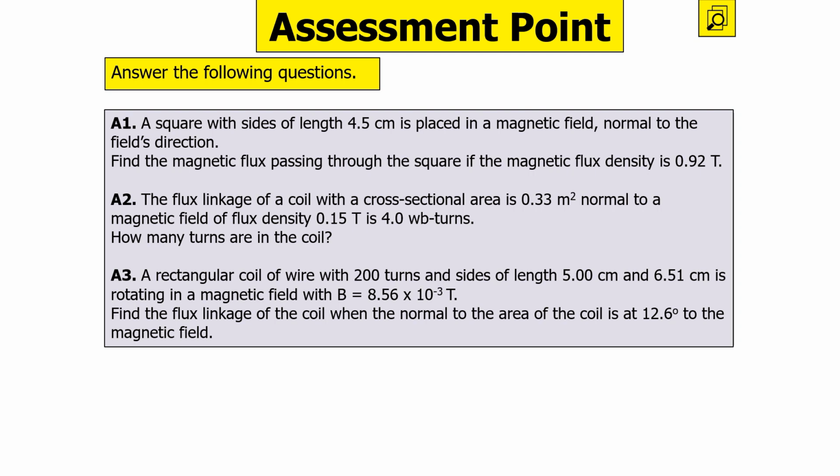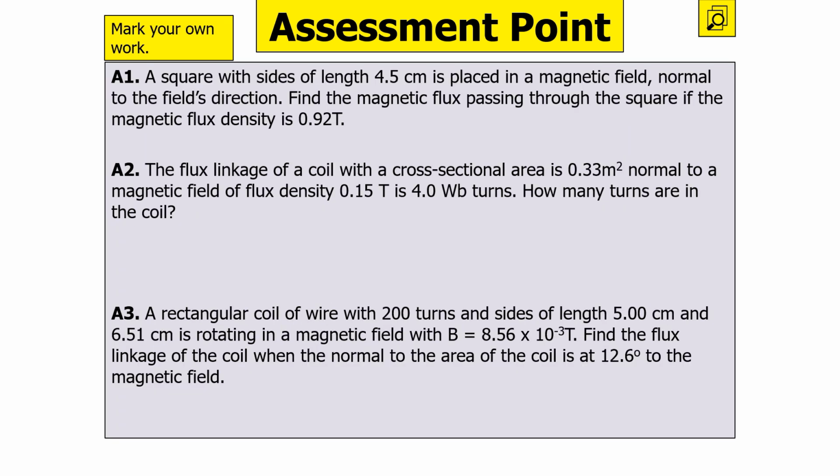And then finally, a rectangular coil of 200 turns, with size 5 centimeters by 6.51 centimeters, is rotating in a magnetic field with a value of 8.56 times 10 to the minus 3 teslas. Find the flux linkage of the coil where the normal to the area of the coil is 12.6 degrees to the magnetic field. So pause the video now, then unpause the video when you want to go through your answers.